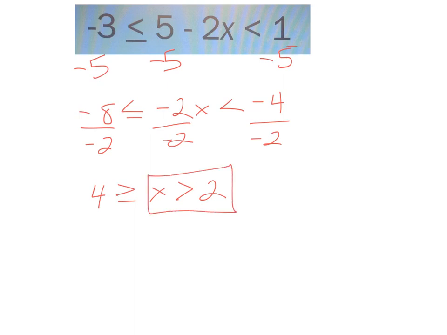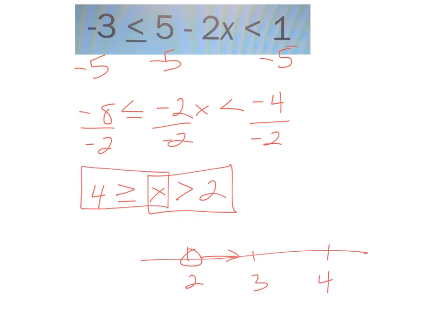So I'd graph this part first. Say this is my 2, open circle going to the right. Say that this is 3, this would be 4, then we have to flip this side, so that would be x less than or equal to 4. So this would be a shaded in circle going to the right. So our graph is everything in between here. And to read this, this would be any number greater than 2 and less than or equal to 4.